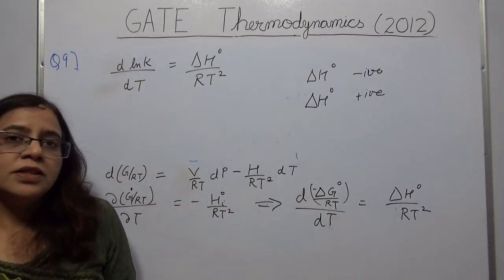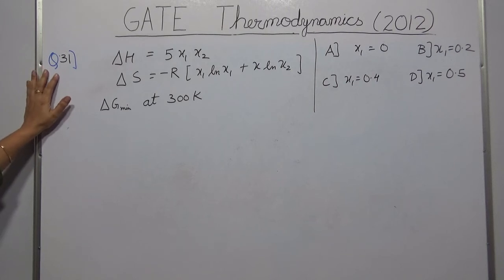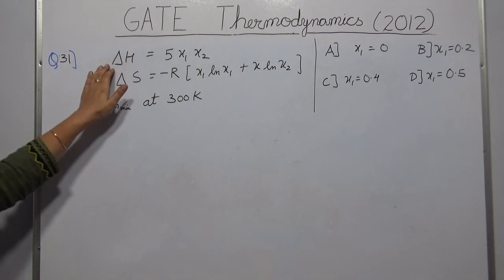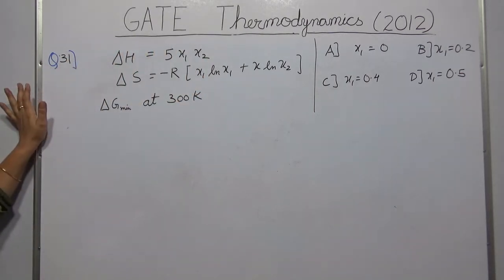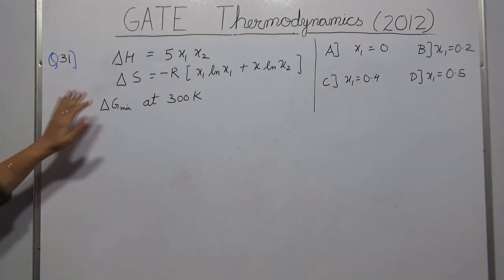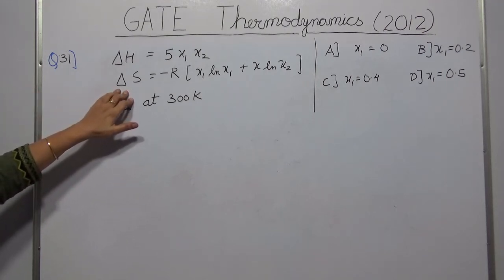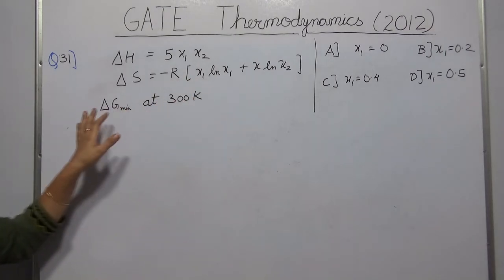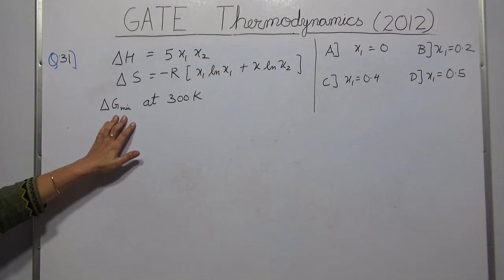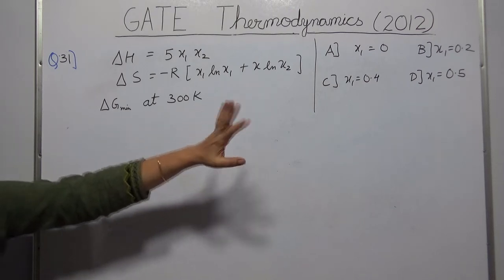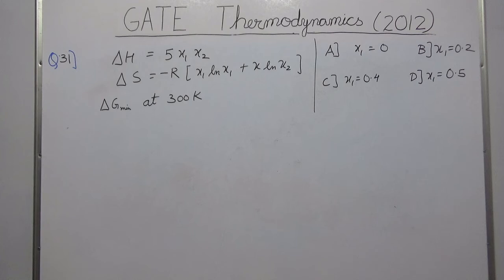Now let's move on to the last problem. The last question which I am going to take is question number 31 of GATE 2012. In this they say that you have a binary liquid mixture at constant temperature and pressure. The enthalpy change of mixing is given by 5 times x1 x2, where these are the mole fractions of component 1 and 2. Similarly they have given you the entropy change of mixing delta S by this relation. Now they have asked you to find the minimum value of Gibbs free energy change of mixing at 300 Kelvin. 4 options have been given and you have to find out which one is correct.